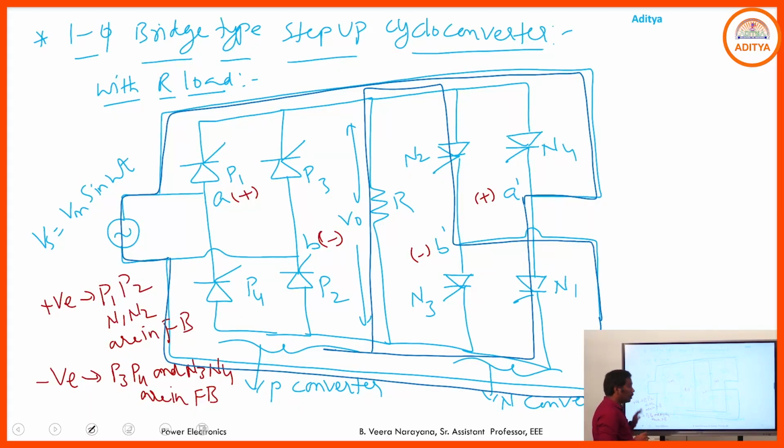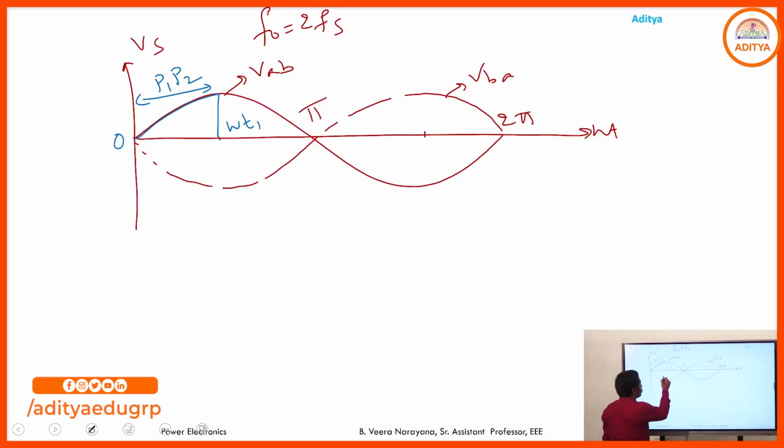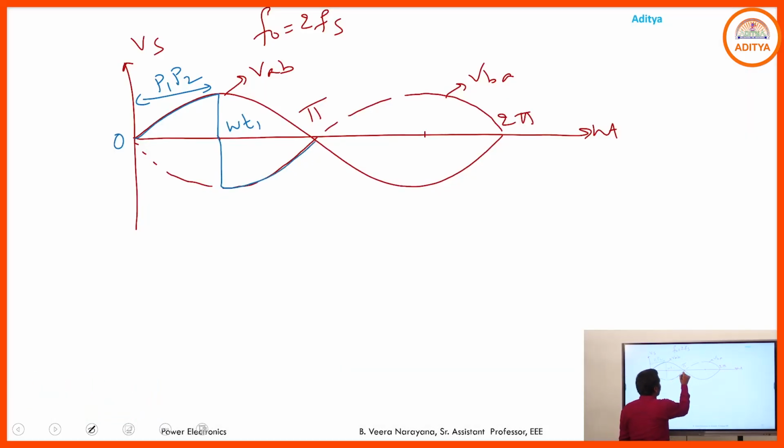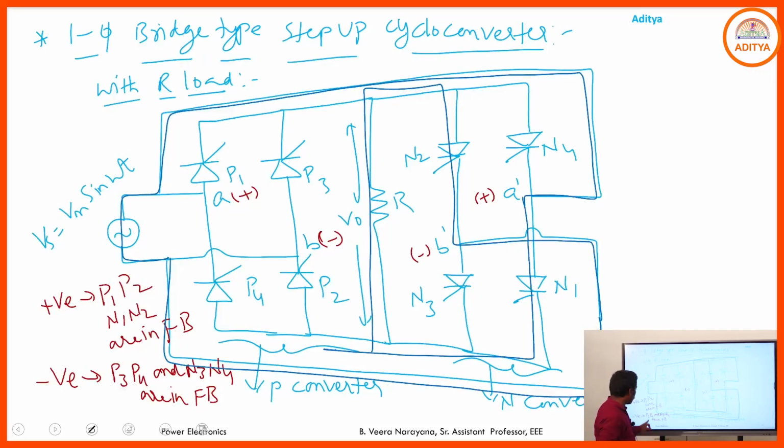So, during the positive half cycle of the supply, if you want to collect the negative output voltage, you need to provide the gate pulse to N1, N2. And during the negative half cycle of the source voltage, what are the forward bias SCRs? P3, P4 and N3, N4. If you want to collect the positive output voltage, you need to provide the gate pulse to P3, P4. And if you want to collect the negative output voltage, you need to provide the gate pulse to N3, N4.